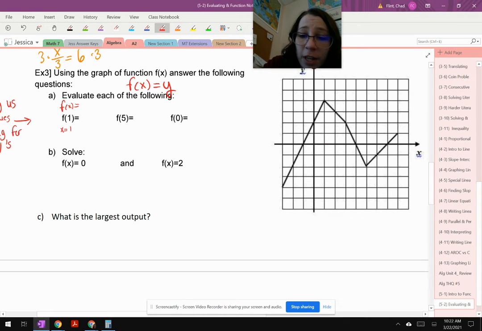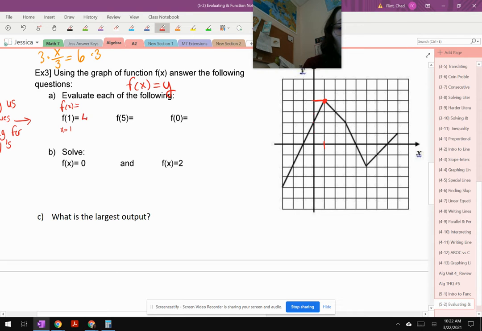So going to my graph, here is x equals 1. The graph itself is right there on my red point. And the y value that corresponds with that would be 1, 2, 3, 4. So f of 1 is equal to 4. When x is 1, there's a y value of 4.